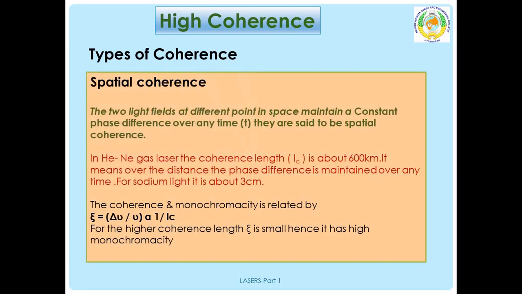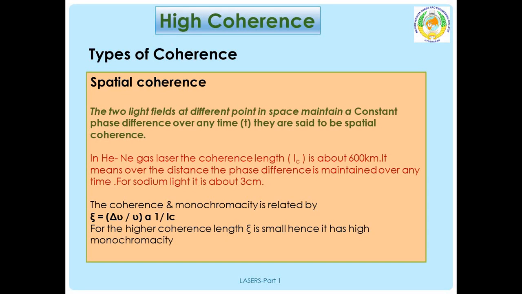Then we will extend this coherence a little more, because when I am talking about coherence, two waves are maintaining a constant phase difference, whether we are talking about after a certain distance or after a time. So we should speak about both. So based on this, we have two types of coherence. One is spatial coherence and the second one is temporal coherence.